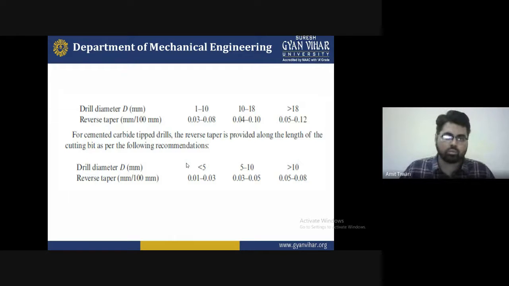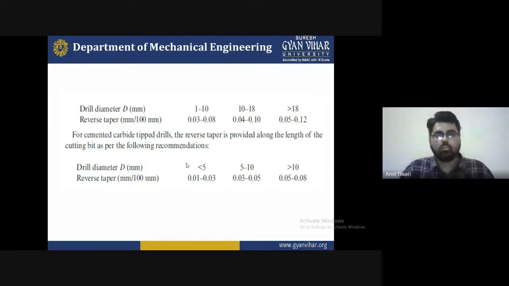Because of that range, if the drill diameter is selected from 1 to 10 mm, then a specific reverse taper is selected, that is 0.03 to 0.08 mm. It is a requirement. It is not a random selection. You have to select it for a successful design.